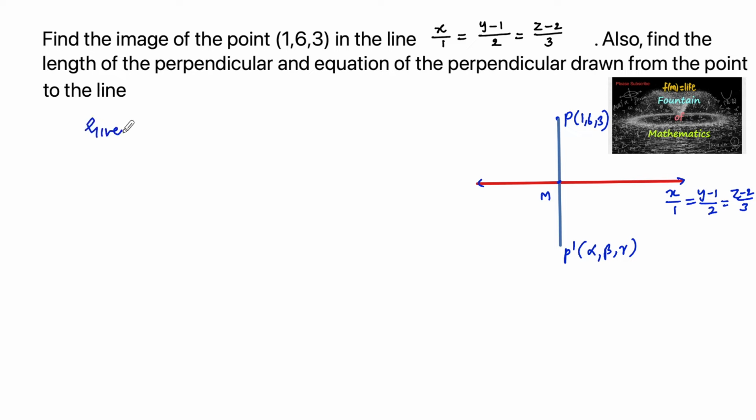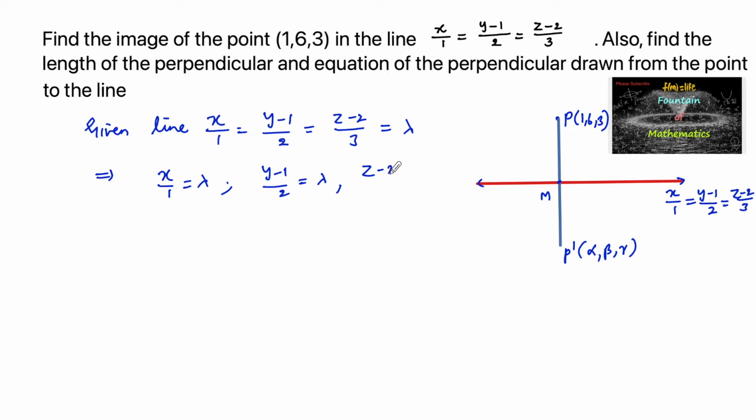So given line x upon 1 is equal to y minus 1 upon 2 is equal to z minus 2 upon 3. So any point on the line we may consider by taking some constant. Let us equal to constant lambda, so that x upon 1 is equal to lambda, y minus 1 upon 2 is equal to lambda, z minus 2 upon 3 is equal to lambda. So x is equal to lambda, y is equal to 2 lambda plus 1, and z is equal to 3 lambda plus 2.